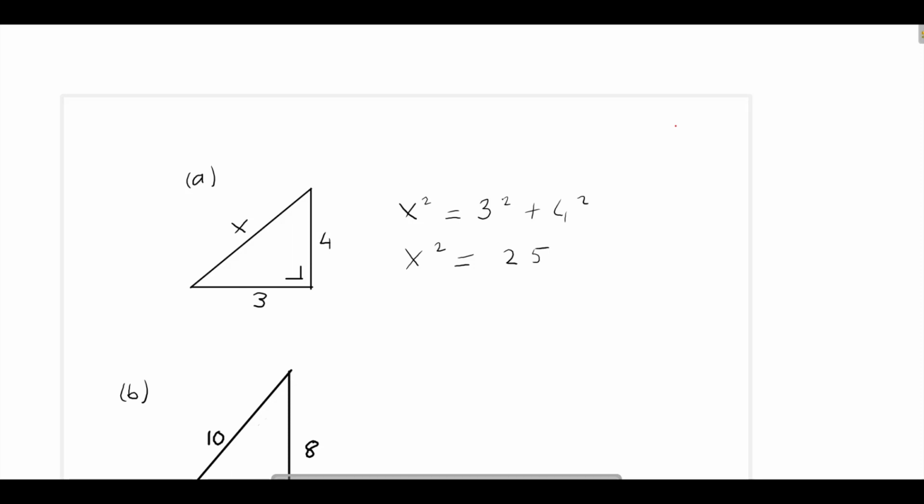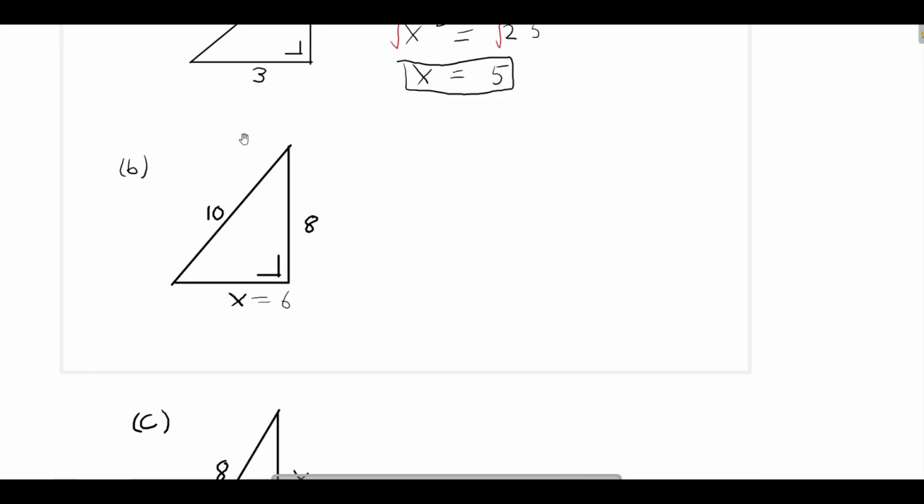And then what we do is we take the square root of this side, and then we take the square root of this side as well. Now, if I take the square root of this, it just gives me x. And then if I take the square root of that, it's going to give me 5. So we get x is equal to 5, and that would be the length of that side then. So another question.